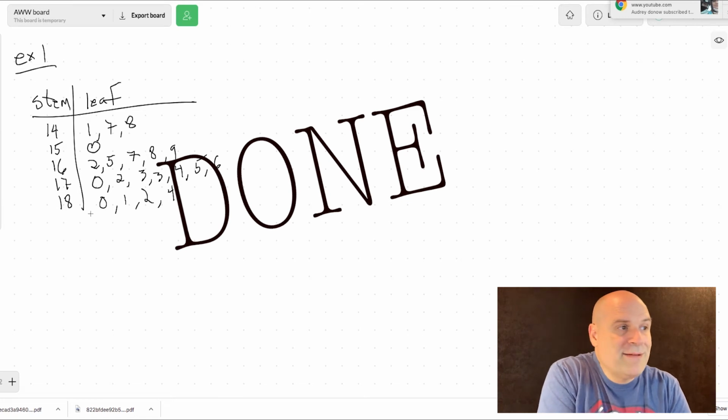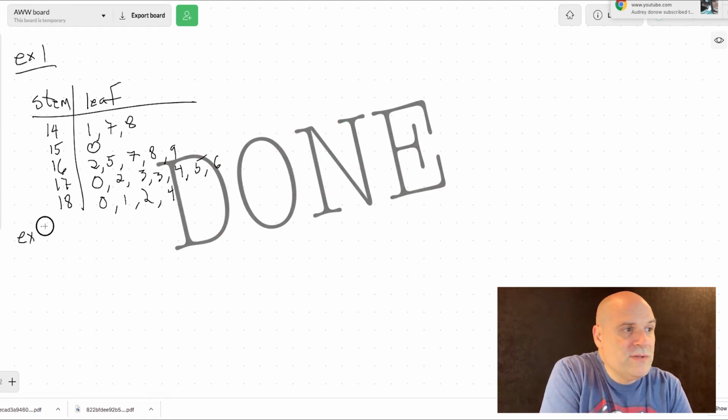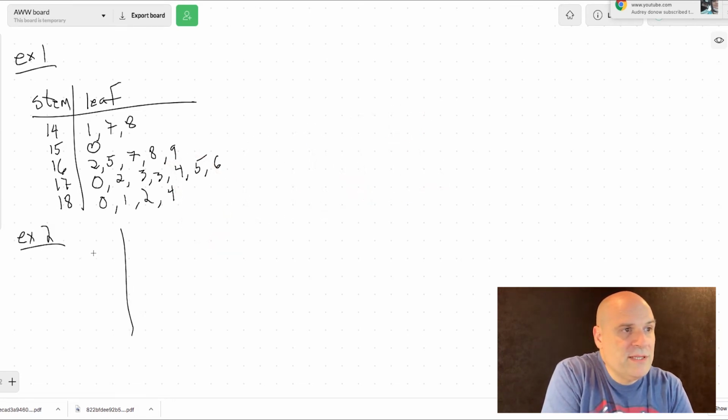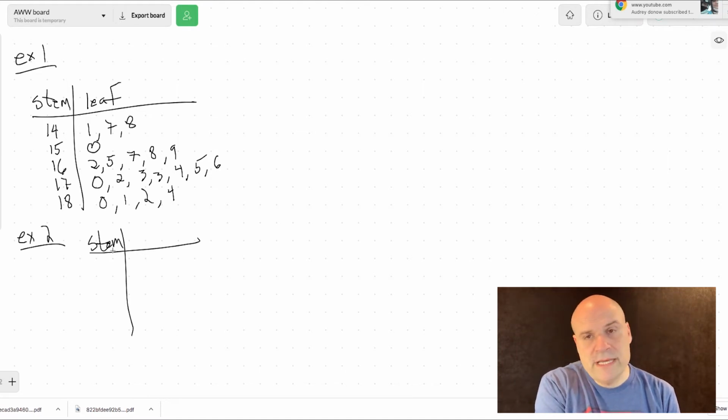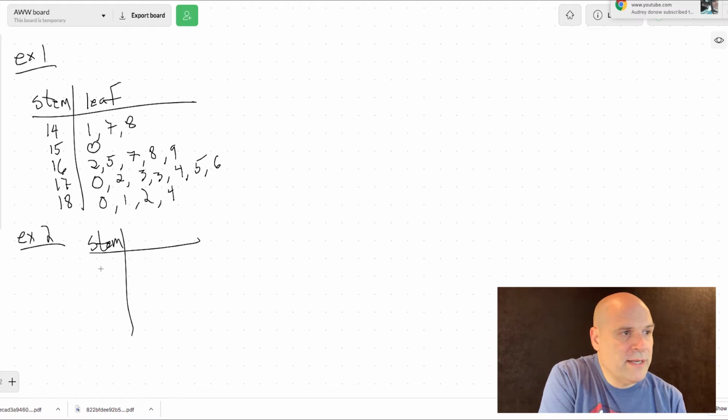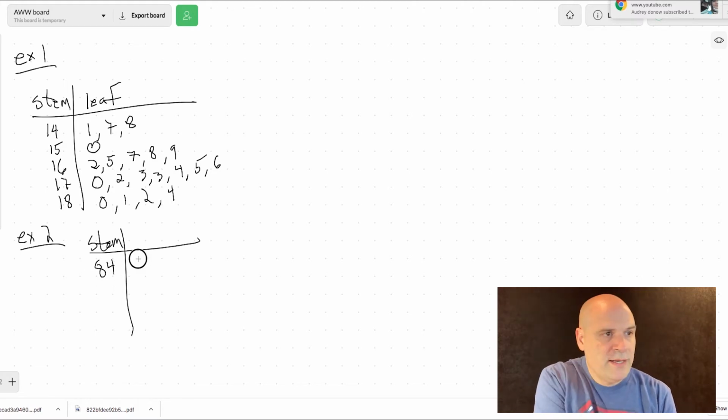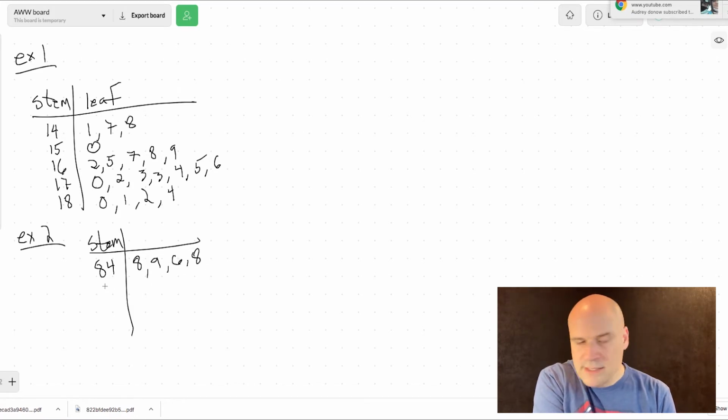Okay, in the next example, it already gives you the stem and leaf plot. So here's the stem and leaf plot, and then you're asked to find the range, median, mode, and mean. Okay, so here we go. We got 840. And then they don't put them in order, so you'd have to do that. It'll make it a little easier.